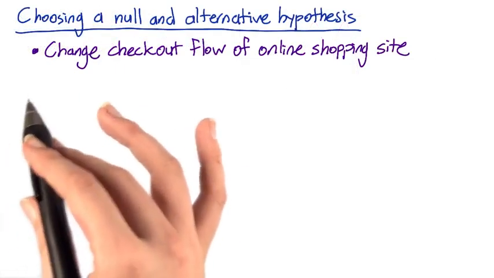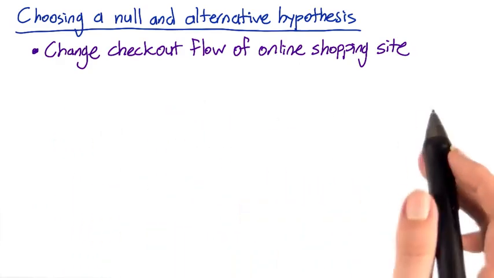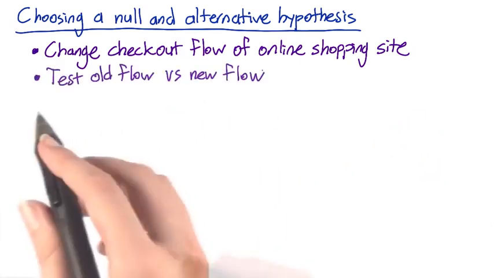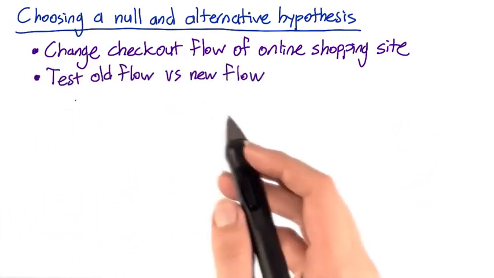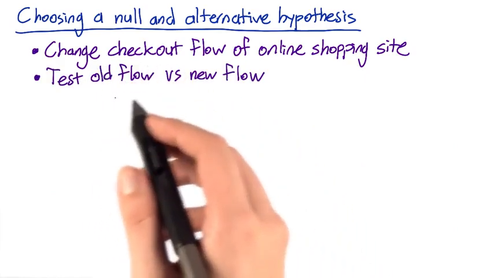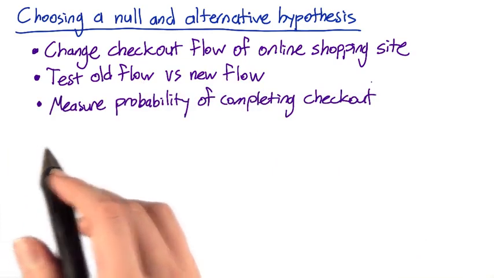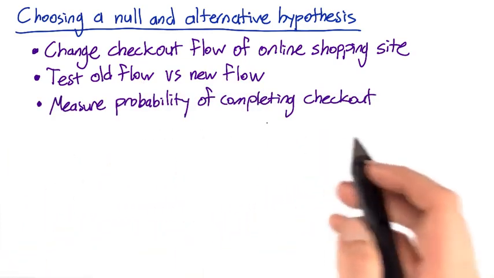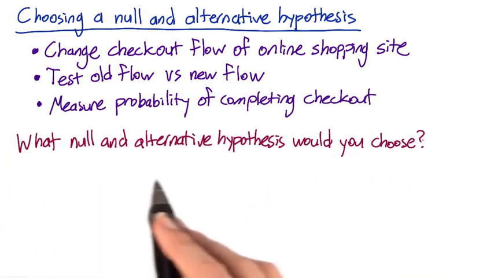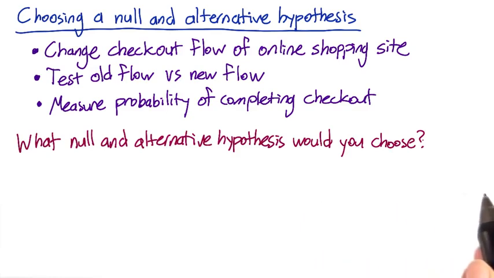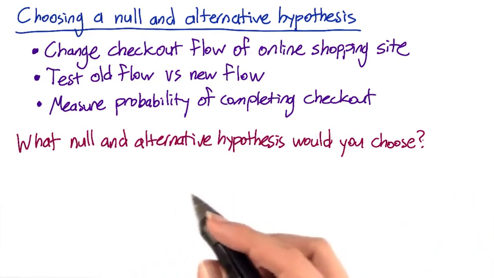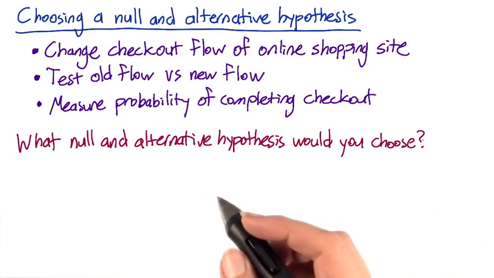Now suppose you're running an experiment where you have changed the checkout flow of an online shopping website. You test the effectiveness of your change by running an experiment where some users check out using the old flow and some using the new flow. For each group, you measure the proportion, or the probability, who successfully complete the checkout. What null and alternative hypothesis would you choose for this experiment? There could be multiple valid answers, but choose a formulation that you think would work.